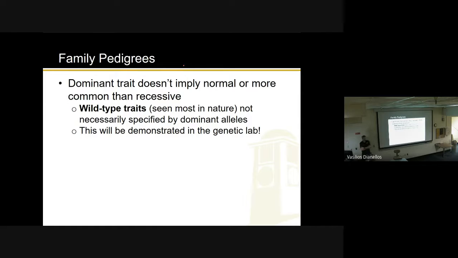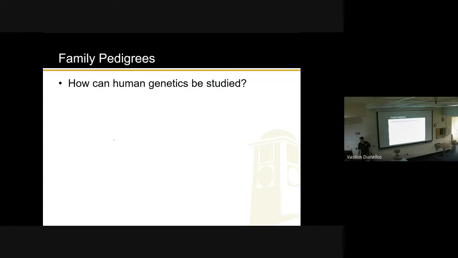Or freckles. I'm looking around. I don't think anyone in here has freckles. That's a dominant phenotype. So what is the one that's most common? It's called the wild type trait. You do need to know that. The wild type trait is the one that is most seen in nature. It could be dominant, could be recessive. Doesn't matter. And of course, this second bullet point should be rewritten because it should say this was demonstrated in the genetics lab because we did it already. Anyway, any questions about what the wild type trait is? All right, let's move forward.